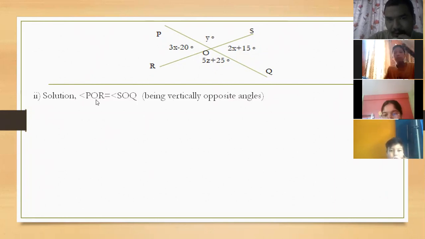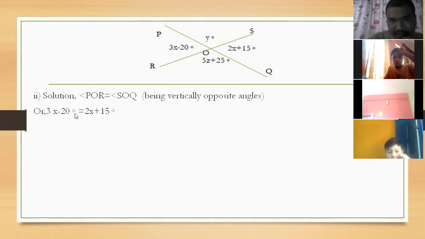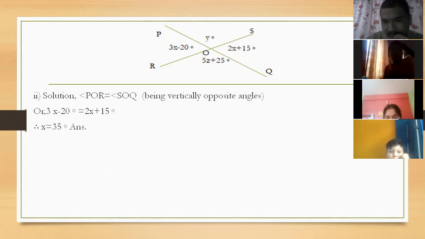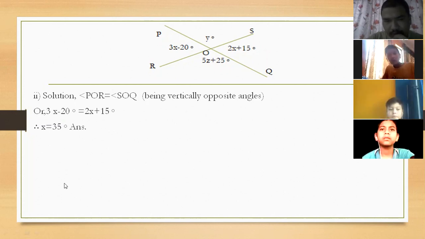POR and SOQ are equal, being vertically opposite angles. Then put the values: POR is 3x minus 20 degrees, and SOQ is 3x plus 15. When x is brought to this side, 3x minus 2x means x, and minus 20 plus 15 means 35. We got the value of x. Are you clear, children? Yes, sir. Okay, now look here.